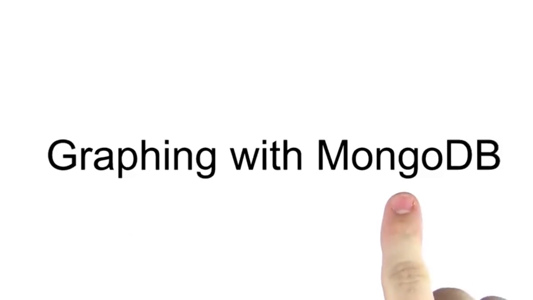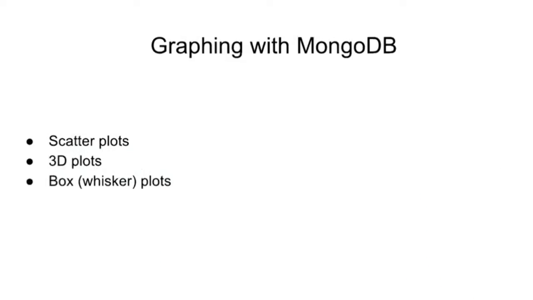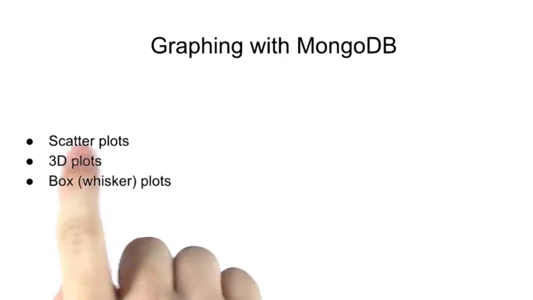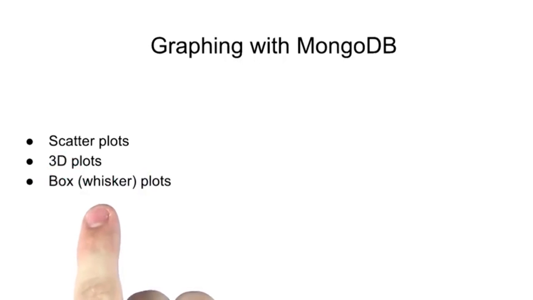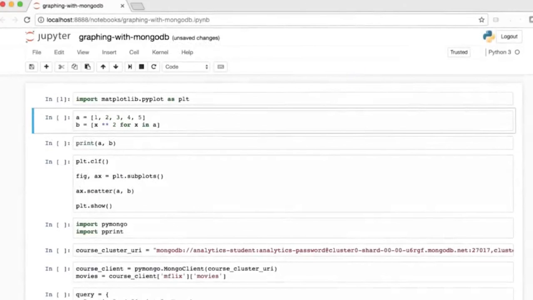Compass. In this lesson, we're going to talk about how we can graph data with MongoDB. Throughout this course, we spent time discussing the power of MongoDB's flexible data model and its expressive query language. This lesson is going to be focused on how to use MongoDB with a tool commonly used by data scientists and analysts, Matplotlib. Specifically, we're going to look at how to use Matplotlib to create scatter plots, 3D plots, and box plots, also commonly referred to as box and whisker plots, using Matplotlib with MongoDB.